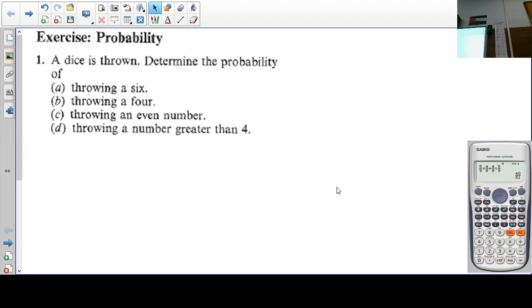You guys know what the dice is, no? The thing that you throw, we're not gambling. No?